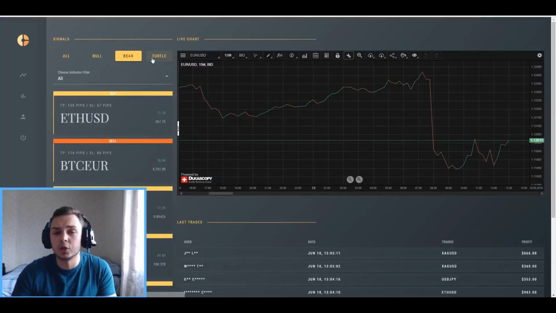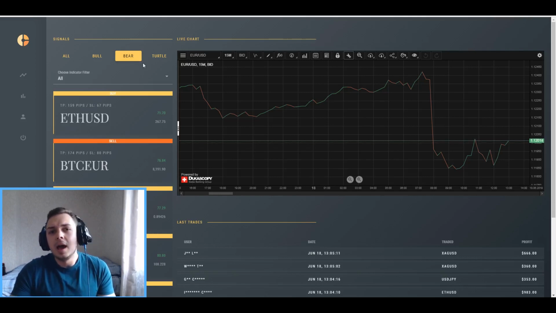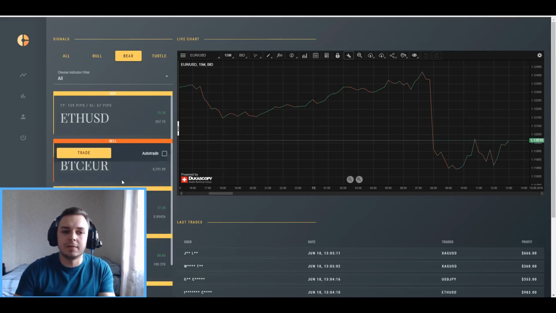Obviously, Global Crypto App was showing this trade. I missed out because I didn't place it. Unfortunate for me. However, I'm pretty sure that the trade is gonna come back and it's gonna show again. So let's just have a look at other trades.